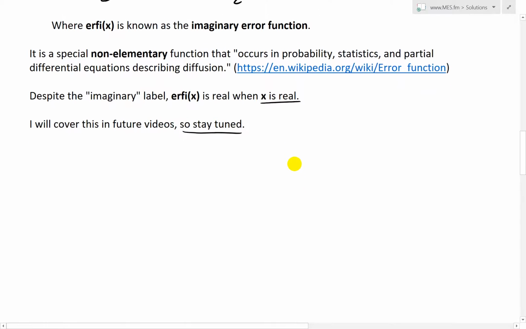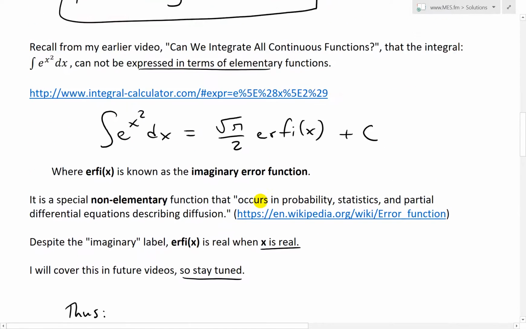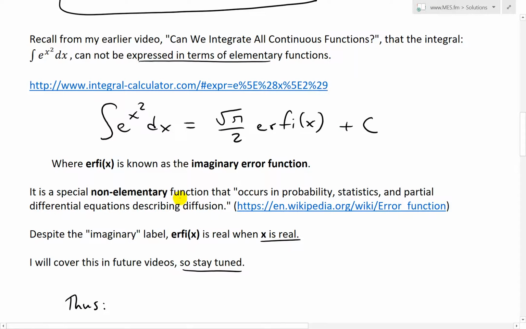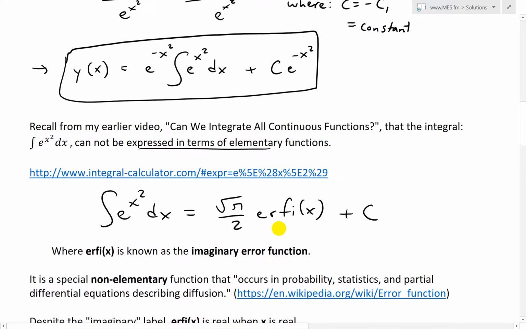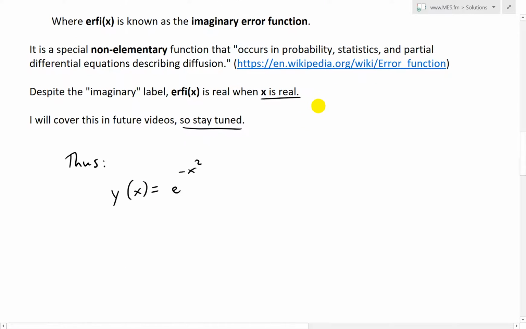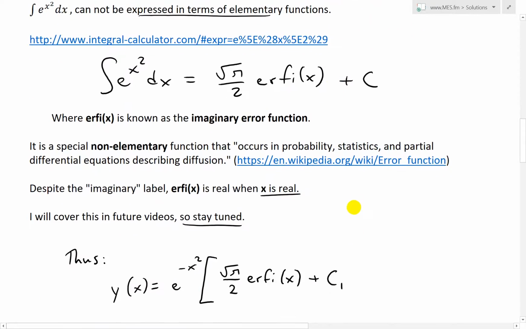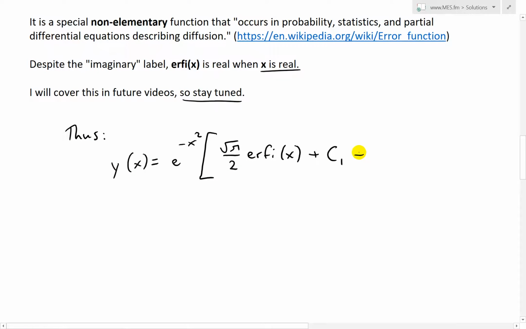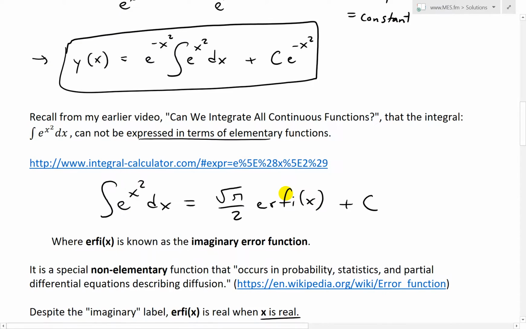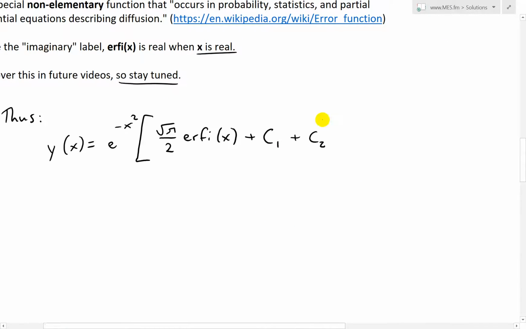So thus our solution, if we wanted to solve this using this non-elementary function, because I want to graph this eventually in this video, is y of x equals e to the negative x squared, and then we have this integral. I'll put this in brackets: square root pi over 2 ERFI of x plus, and I'll put the constant as c1 because we're going to combine it eventually. I'll take out this e to the negative x squared, so we have a constant there plus this, and then we'll have c2. I'll write this one as c2 just for completeness' sake, and then I'll combine these together.